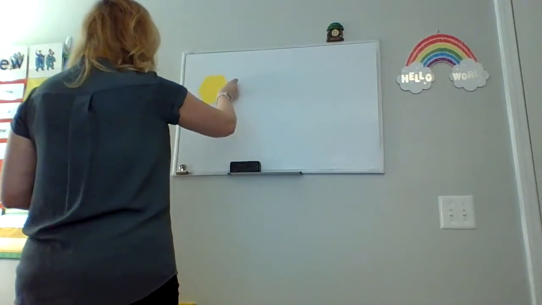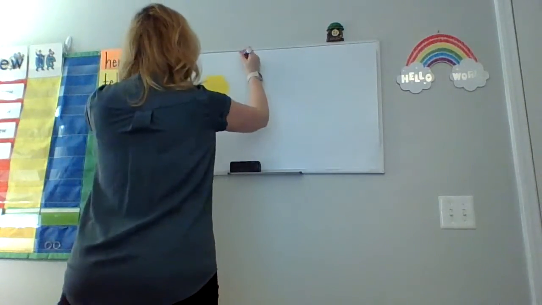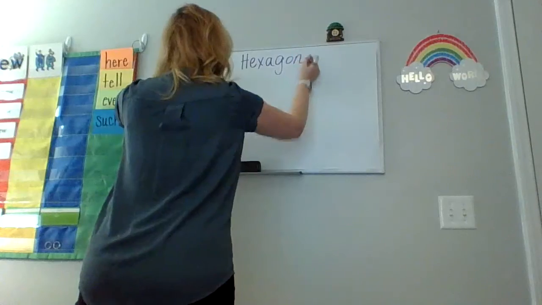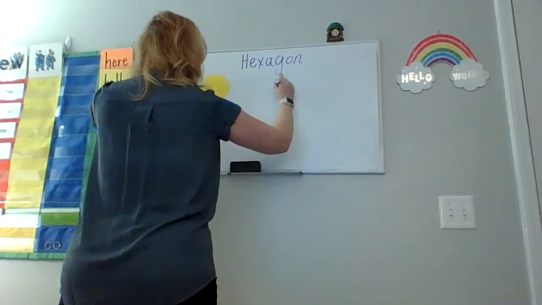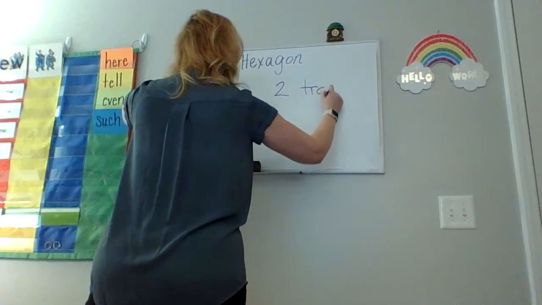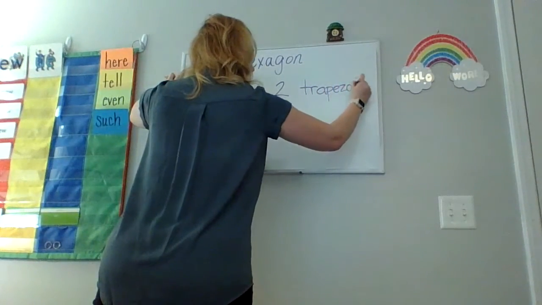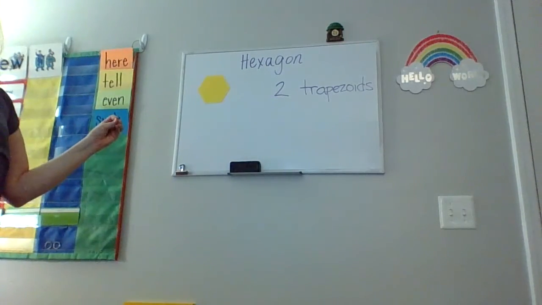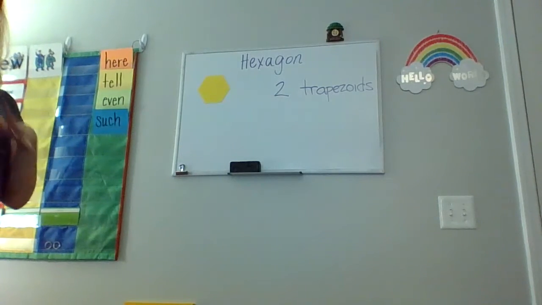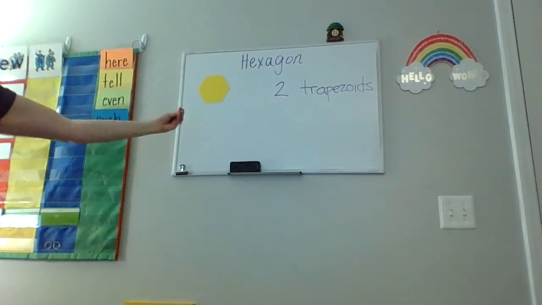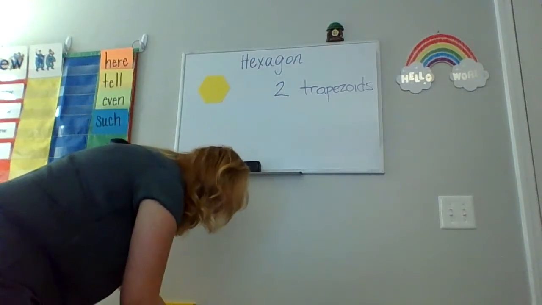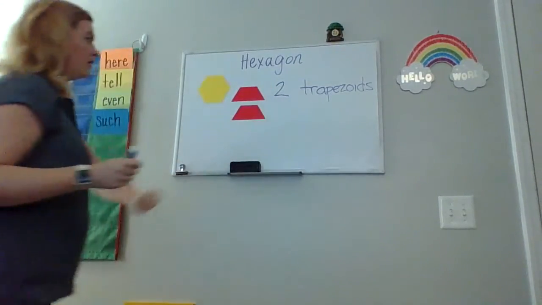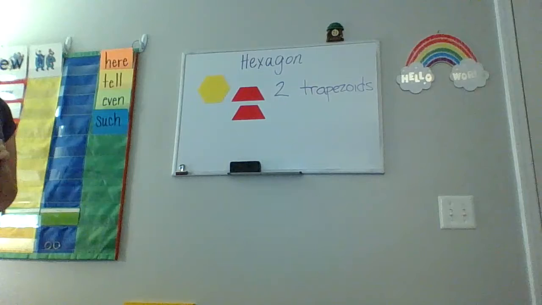Okay. Now I have a hexagon here, okay? So the shape we're going to make is a hexagon. We're going to use 2 trapezoids to make a hexagon. Okay? And with that last one, you want to make sure that you don't say a square and a triangle make a house. A square and a triangle make a pentagon. You want to talk about the new shape. So we are going to use 2 trapezoids to make a hexagon. Okay?